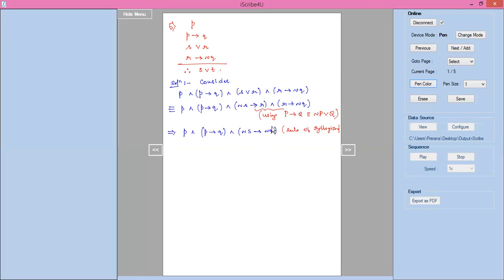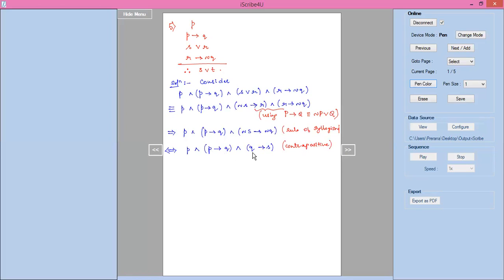So next step, what can we write down? The main agenda of applying this rule of syllogism is now applying the contrapositive. By applying contrapositive, I can write down negation S conditional negation Q as Q conditional S. So this is logically equivalent to P and P conditional Q and Q conditional S. What is the contrapositive? Contrapositive of P conditional Q is negation Q conditional negation P. The same thing we have applied here and obtained this.